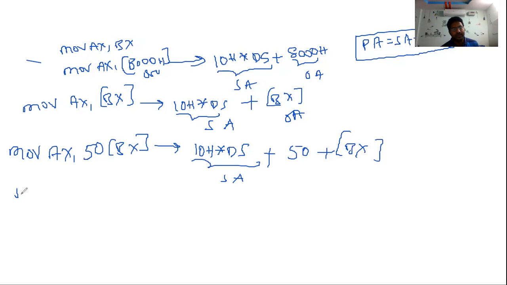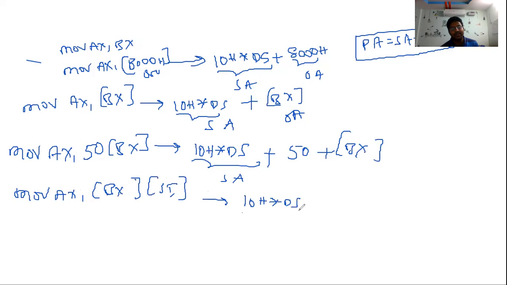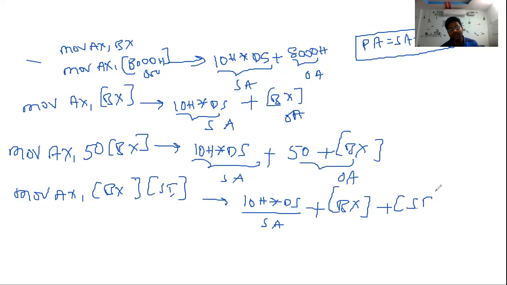Or suppose MOV AX, BX then SI. How to write this one? 10H into the DS is the segment value. This is the offset address: segment address plus BX plus SI, whatever it may be. Yes, this is the offset address.